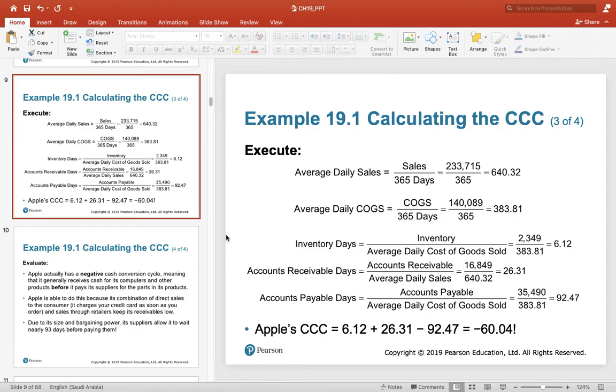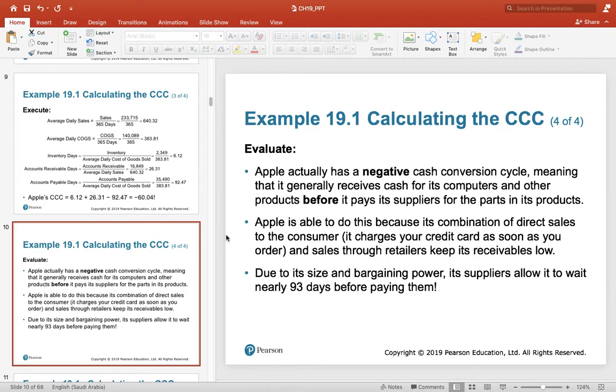And the company is taking advantage of this. It is paying the money to the suppliers after 92.47 days. Therefore, on average, it gets paid 60 days before it makes the production. That is the way we interpret working capital management through the cash conversion cycle.